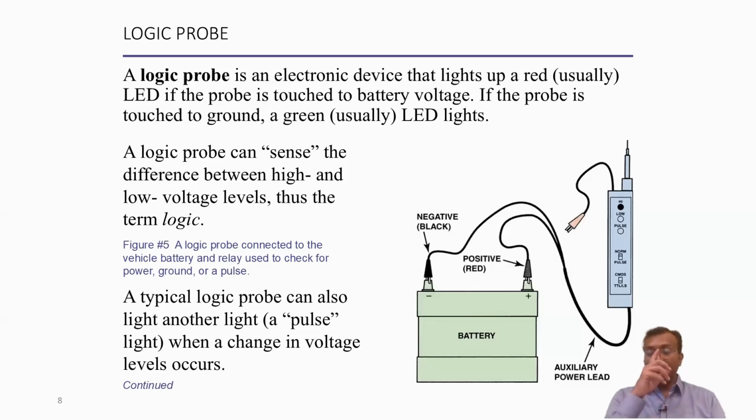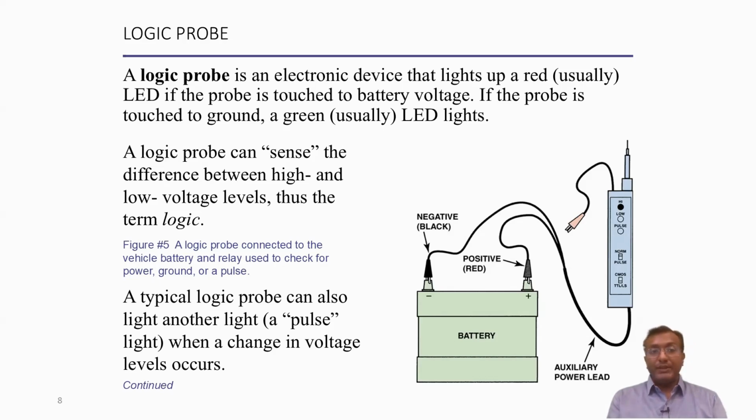Coming on to logic probe. A logic probe detects voltage levels and indicates them with different lights: red for high, that is battery voltage, and green for low, that is ground. Additionally, it can detect voltage pulses, useful for checking components that switch states like sensors. A logic probe's audible beep can also aid in diagnostics without needing to constantly look at the tool.